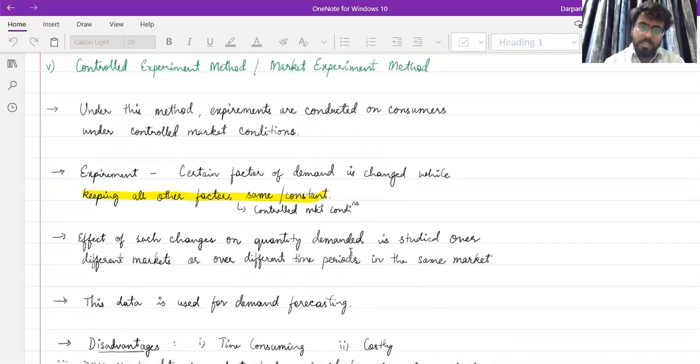What was happening in this? You're taking a market in controlled conditions and you're trying to change the factors of demand, and you're analyzing how that change will affect my demand, right?